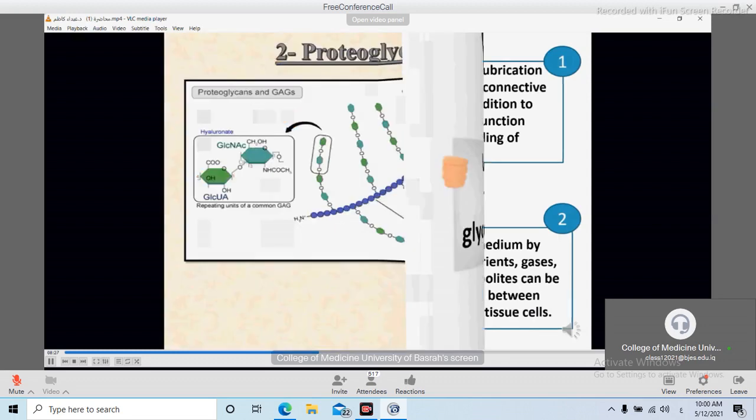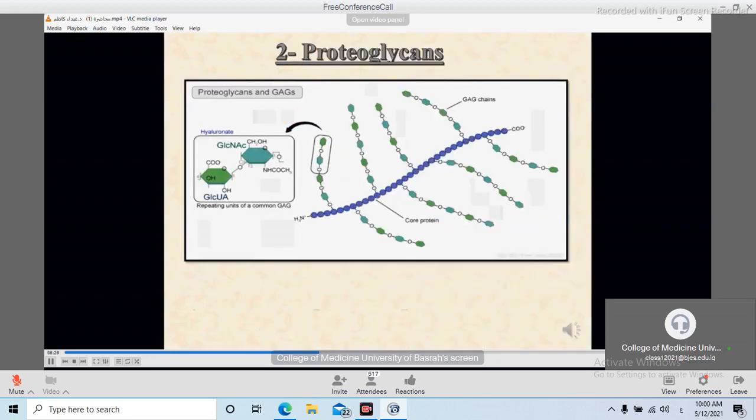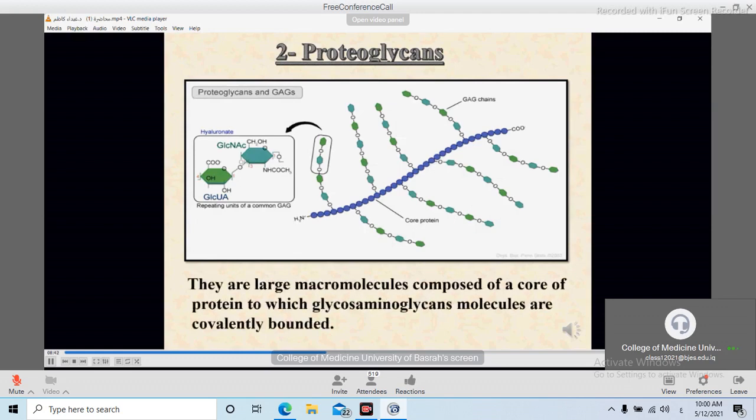They are large macromolecules which are composed of a core of protein to which glycosaminoglycan molecules are covalently bound.